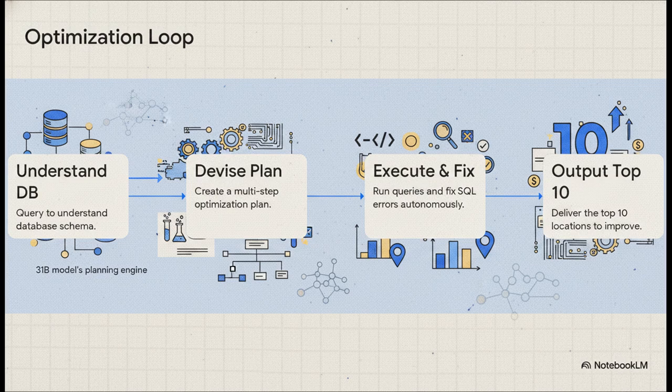When prompted to optimize revenue, the agent didn't just guess. Step 1, it autonomously queried the database just to understand the schema and see what data was even available. Step 2, it actually devised a multi-step optimization plan. Step 3, it executed queries to run experiments. And finally, step 4, it output the top 10 locations to improve service. And all of this happened at real-time speed over just 3 minutes, entirely driven by the 31B model's reasoning engine.